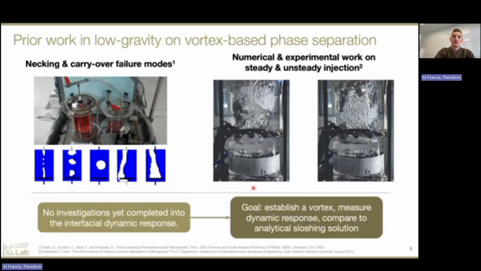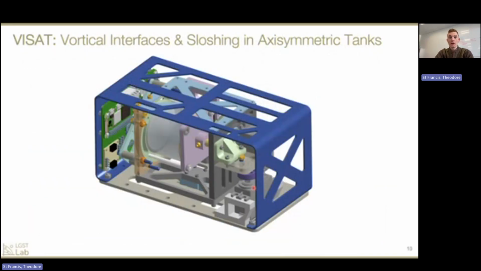And so this study aims to validate a model for the performance of that gas-liquid interface based on the dynamic response to perturbations. Our goal here is to establish a vortex, which we'll do through very simply rotating a tank on a parabolic plane flight, measure the dynamic response, and then compare that response to the analytical sloshing solution. So here's the payload to do just that, the Vortical Interfaces and Sloshing in Axisymmetric Tanks, or VISAT payload.